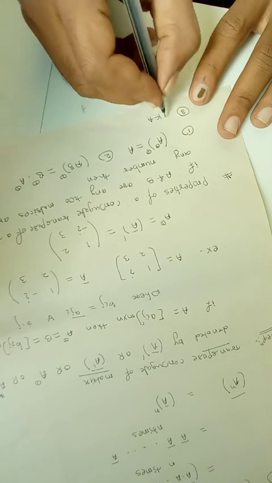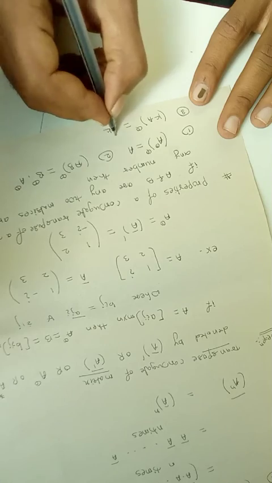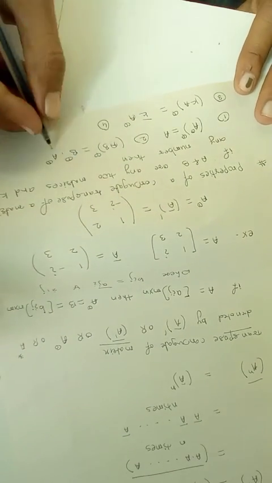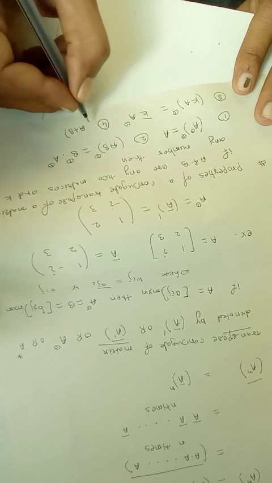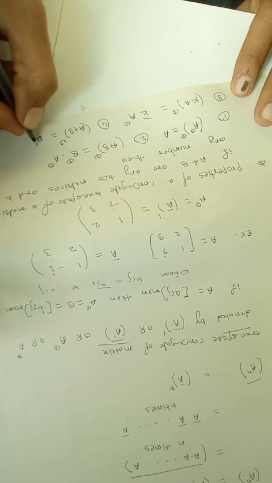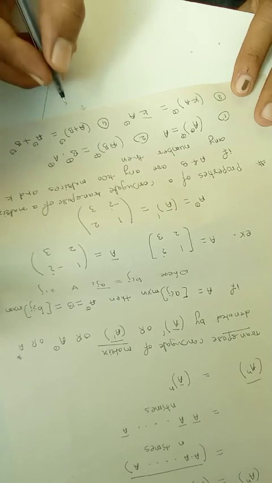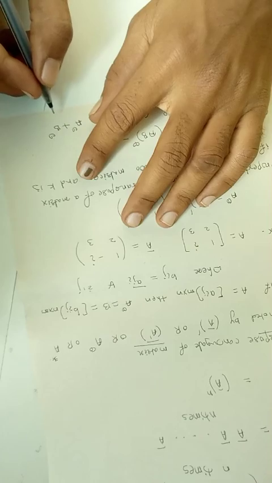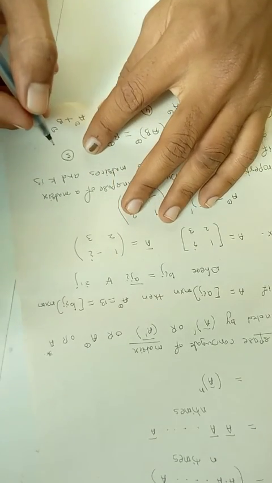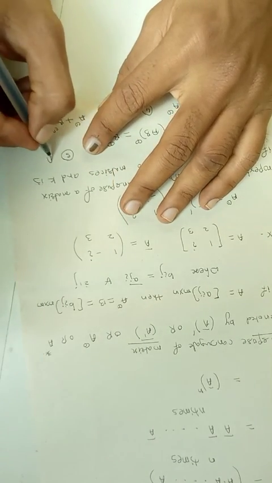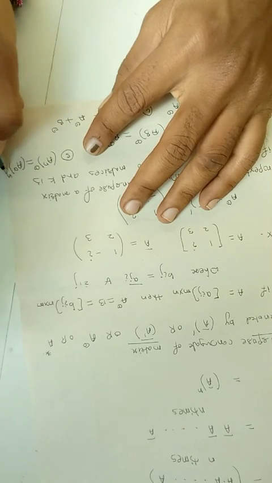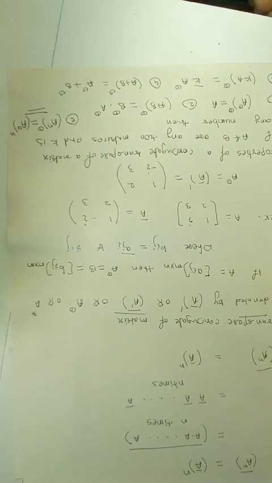Third property, kA theta is equal to k bar A theta. Fourth, A plus B theta is equal to A theta plus B theta. And fifth property, A raised to n theta is equal to A theta raised to n. So these are all the properties of a conjugate transpose of a matrix.